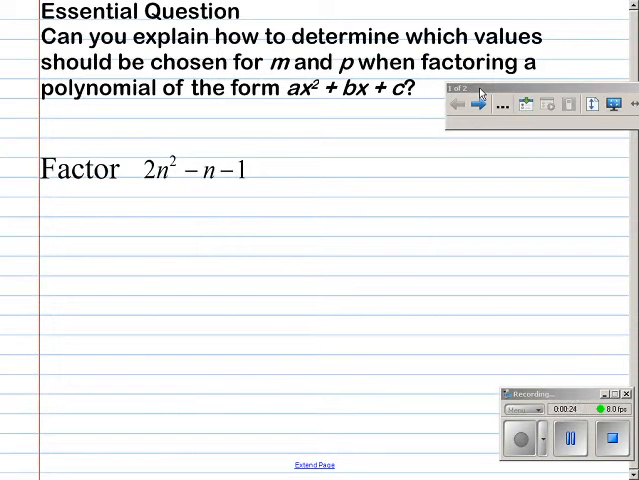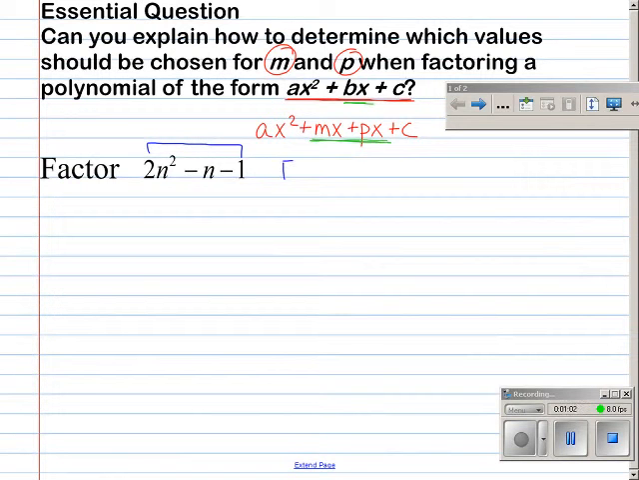And what I'm talking about, m and p, is we're actually going to take the expression or the polynomial and rewrite it as ax squared plus mx plus px plus c. So we're going to be rewriting bx as mx plus px. In order to do this, we're going to take the first and last coefficients and multiply those two numbers together. So 2 times -1 is -2.